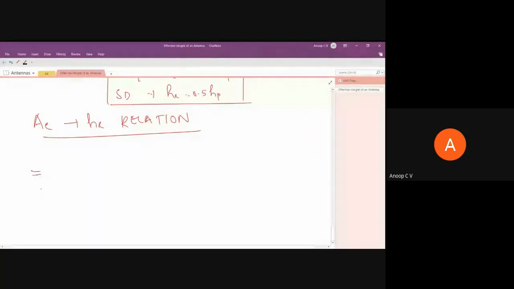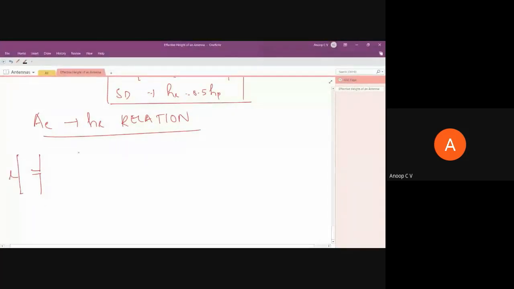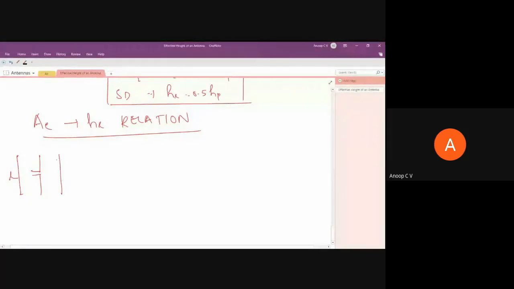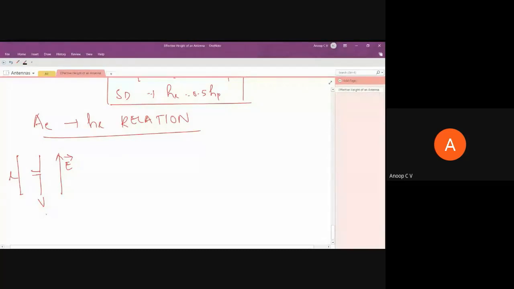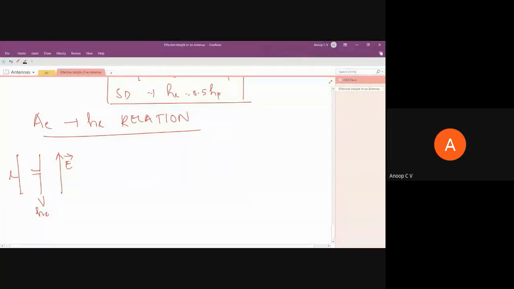Suppose you have a vertically mounted antenna of length L, which is immersed in an electric field of same polarization. Suppose the induced voltage of the antenna is V, and the effective height is HE. You know what each thing is, so I'm not writing it down as a sentence. If you note it down, you will be able to remember.